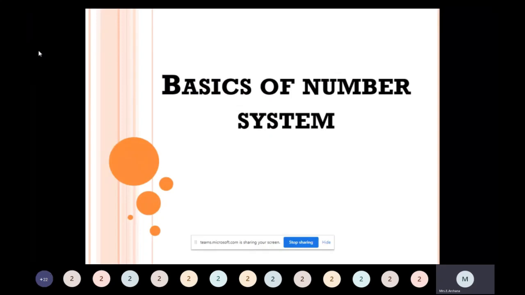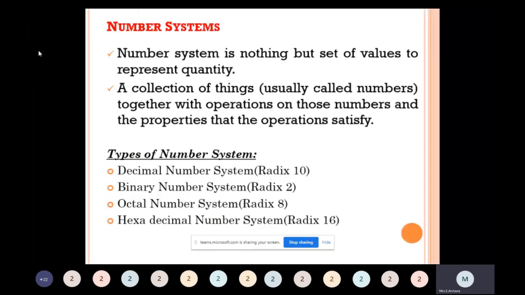Good morning. Today we are going to see the basics of number system. So we are going to see the concepts based on number system. First, we have to know what is meant by number system. A number system is nothing but a set of values to represent our quantity. That is called a number system.